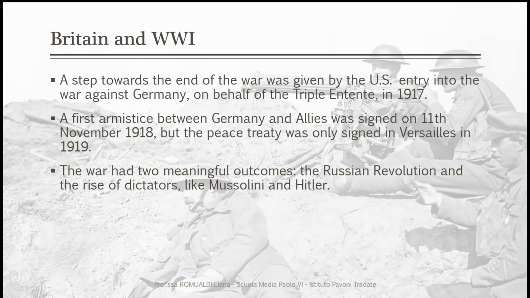And we can say that after this long war, we had two important outcomes. These are not specifically about Britain, but they are specific of Europe. However, they are very important to underline. One outcome is the Russian Revolution, because this wind of democracy touched also the Russian society against the government and their tsars. And also the rise of dictators like Mussolini and Hitler. So these two very important outcomes are due to the end of World War I.